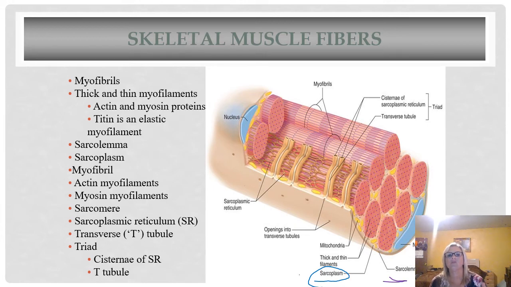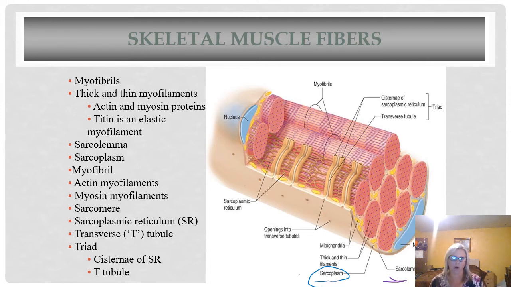A sarcomere is best described as a unit within a muscle fiber. We also have transverse tubules and sarcoplasmic reticulum. These are going to be well developed in skeletal and cardiac muscle fibers. Myofibrils, remember myo means muscle, are important in muscle contraction. They're very important. These are made of thick filaments made of myosin.